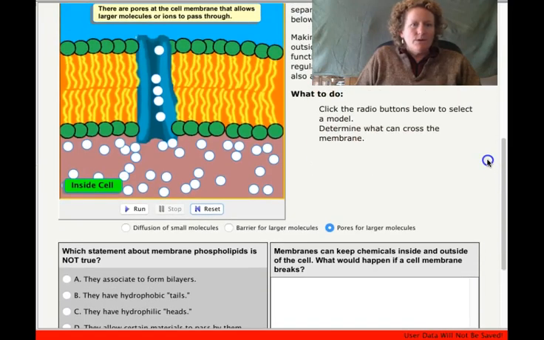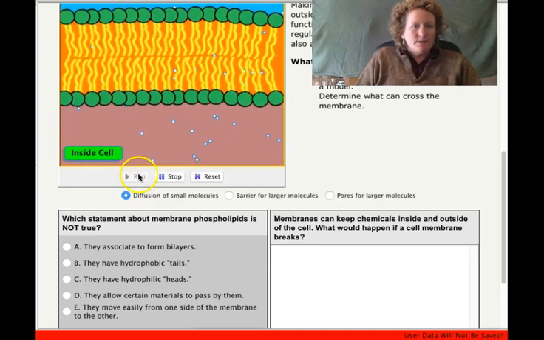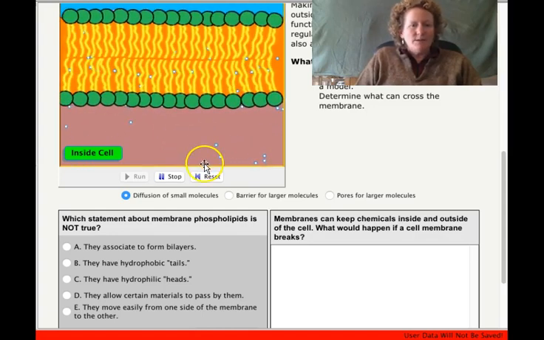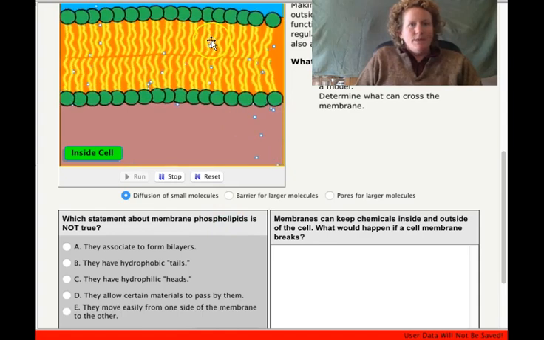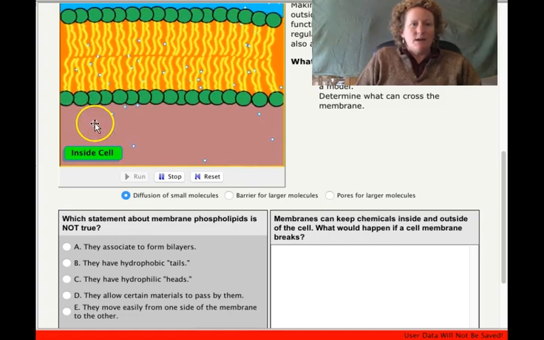Well, let's review here. There's a bilayer, in other words, there's two layers here of phospholipids. These are the hydrophobic tails. These are the hydrophilic heads. They are allowing small materials, tiny little materials that aren't charged, to pass through them. And they are not moving from side to side. They're not flipping from side to side of the membrane.